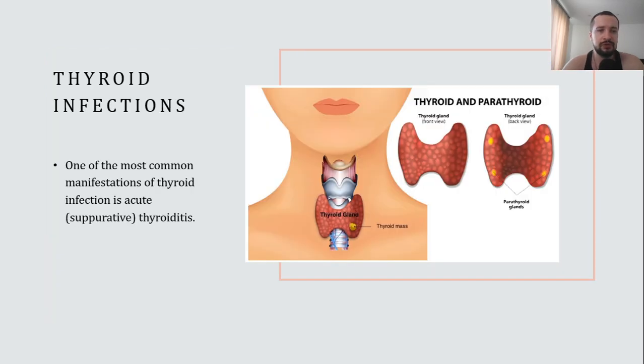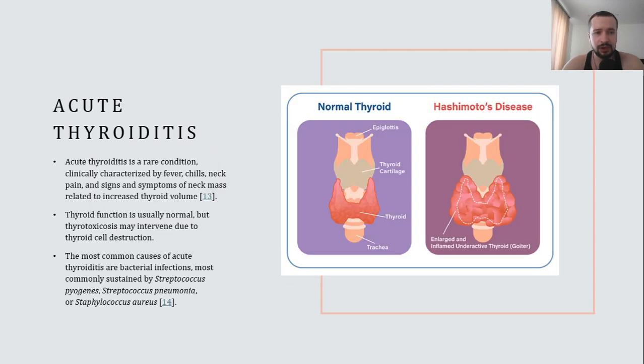Thyroid infections. One of the most common manifestations of thyroid infections is acute thyroiditis. Acute thyroiditis is a rare condition, clinically characterized by fever, chills, neck pain, and signs and symptoms of a neck mass related to increased thyroid volume. Thyroid function is usually normal, but thyroid toxicosis may intervene due to thyroid cell destruction.